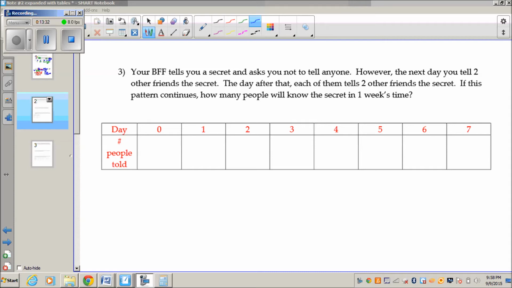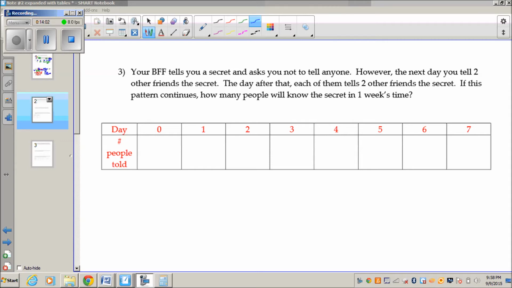So question number 3: your BFF tells you a secret and asks you not to tell anyone. However, the next day you tell 2 other friends the secret. The day after that, each of them tells 2 other friends the secret. If this pattern continues, how many people will know the secret in 1 week's time? Okay, so again, this is a similar one to number 1, where you're starting with a quantity, and then it gets so many times bigger with the passing of time.